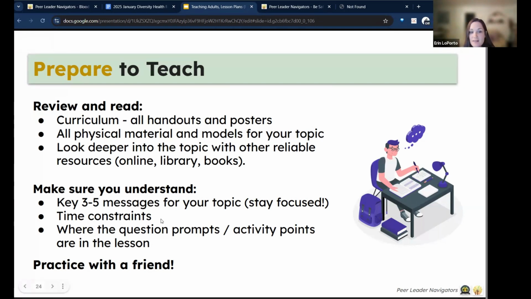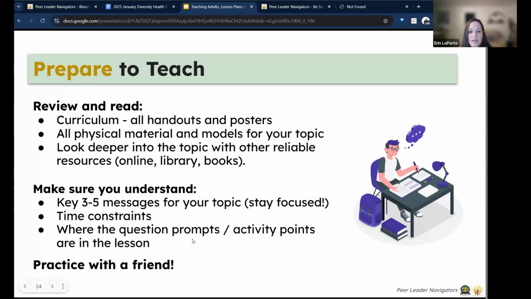Understand any time constraints. If you're at a tabling event, you probably have about 3 minutes. I won't say max, because sometimes someone stays at your table and you engage with them, but you might only have a couple of minutes with somebody. So again, make sure you're pretty focused, that you start with the important things, and go from there.